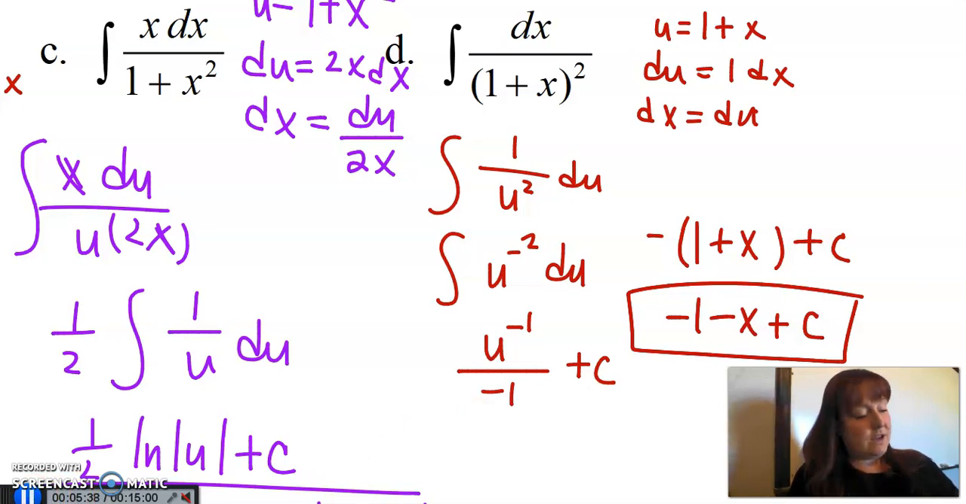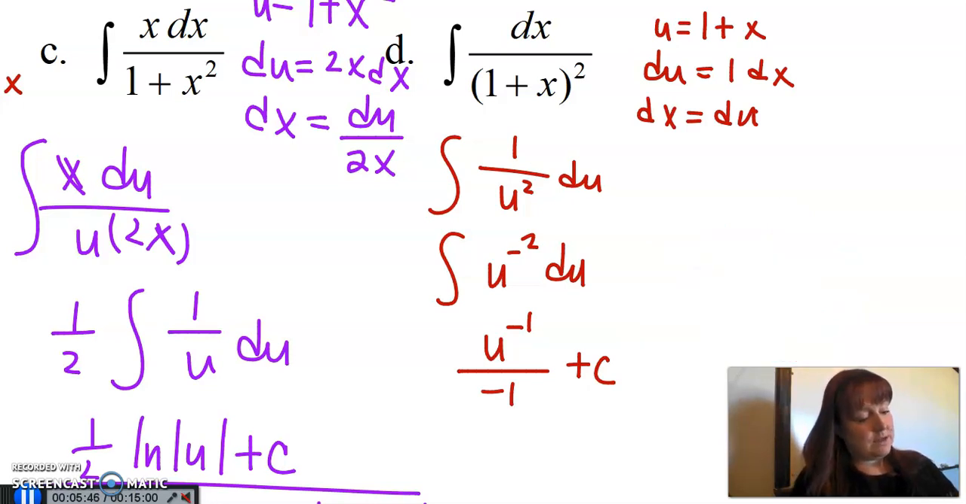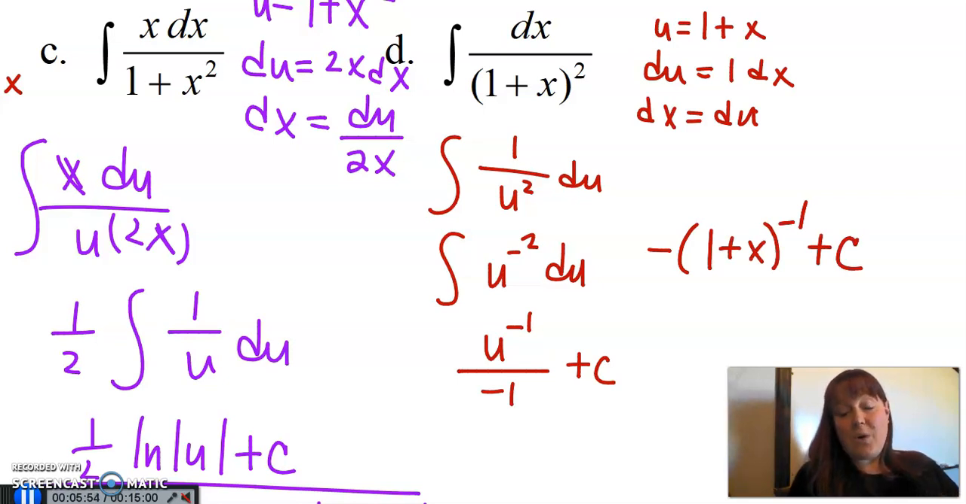Except what did I forget? I need a negative 1. Let's just undo that. I completely forgot my negative 1. I was just about to move on and went, that's not right. Okay, negative 1 plus x to the negative 1 plus c. There we go. So, we're done there. You could rewrite it if you wanted, negative 1 over 1 plus x plus c. Something like that if you wanted, but you don't have to.